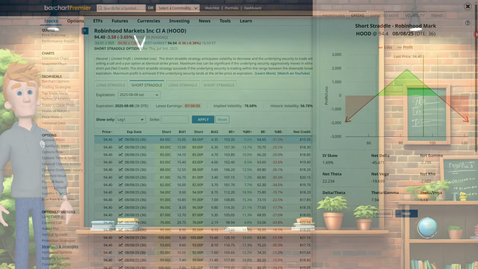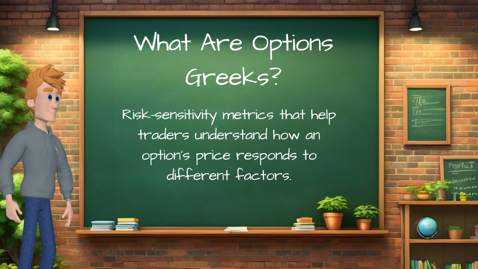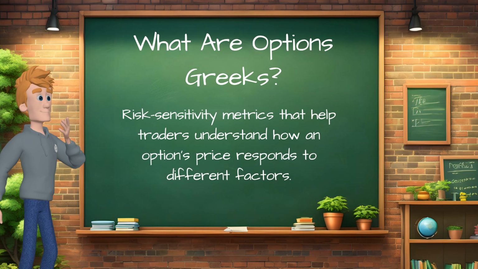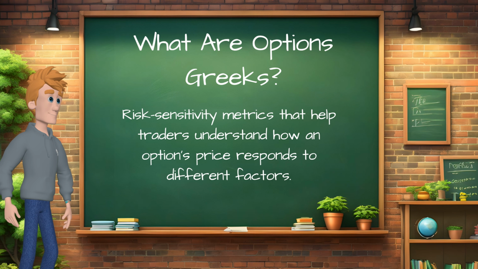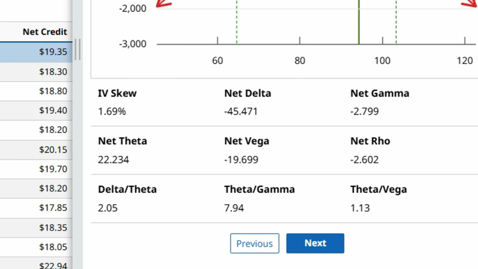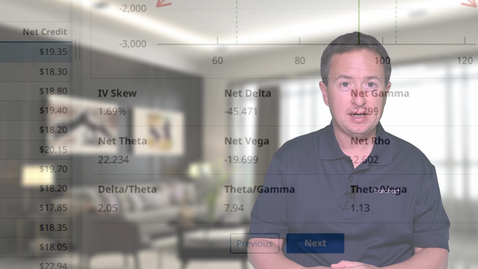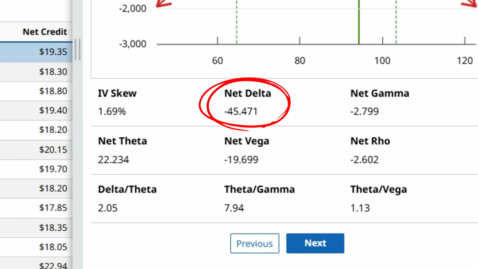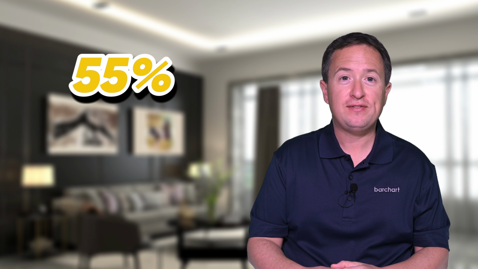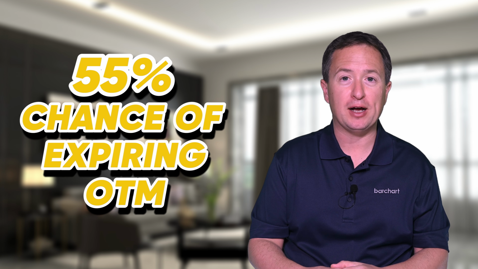Option Greeks are metrics used to assess how various factors like time, volatility, and the underlying trading price affect the options premiums. Since there are two legs in a short straddle trade, these are presented in net Greeks. In particular, keep an eye on net delta, which acts as a shorthand predictor of the probability of the trade expiring out of the money. Since this trade has a minus 45.47 delta, it suggests there's an approximate 55% probability that it'll expire worthless.